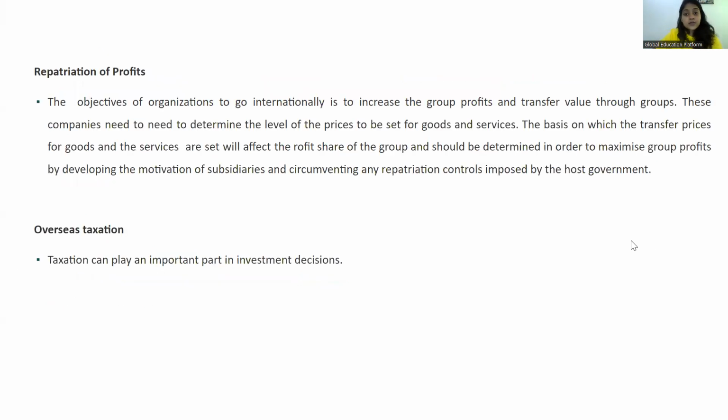All right. So next we'll be looking at the repatriation of profits. The objectives of organizations to go internationally is to increase the group profits and transfer value through groups. These companies need to determine the level of prices to be set for goods and services. The basis on which the transfer price for goods and services are set will affect the profit share of the group and should be determined in order to maximize group profits by developing the motivation of subsidiaries and circumventing any repatriation controls imposed by the host government.